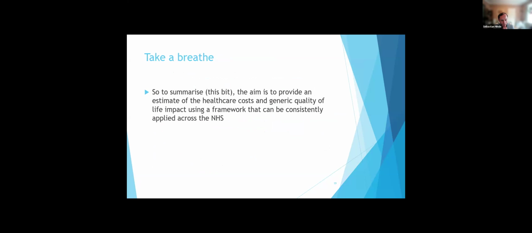I'll go on to extrapolating in a moment, but to summarize this first bit, the aim of economic evaluation is to provide an estimate of the healthcare costs and some generic quality of life impacts using a framework that can be consistently applied across the NHS in a really open and replicable way.